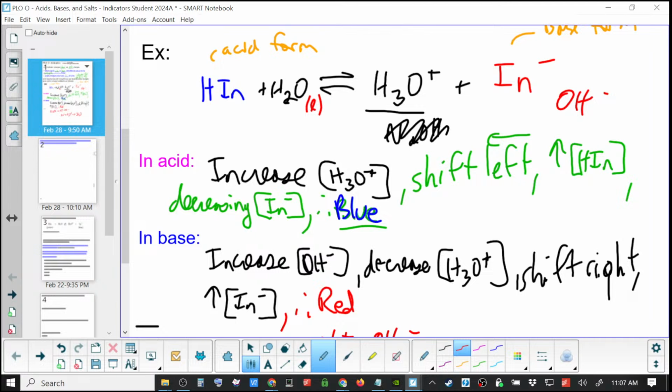Water's in only one place, but it's aqueous, so you can ignore water just like you can ignore a solid. This is aqueous, this is aqueous, and this is aqueous.